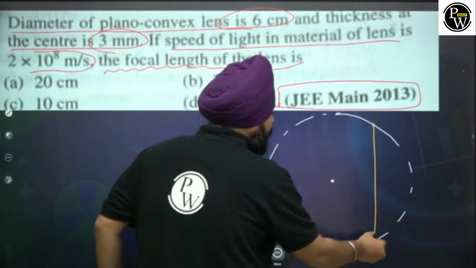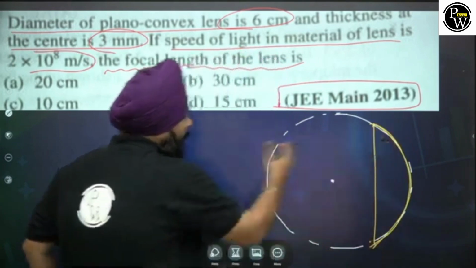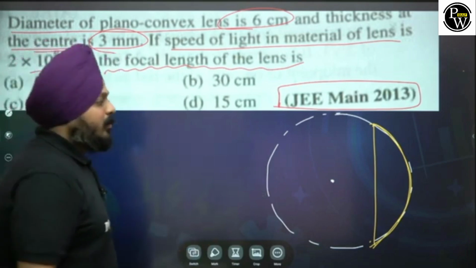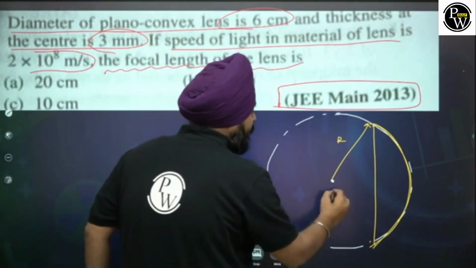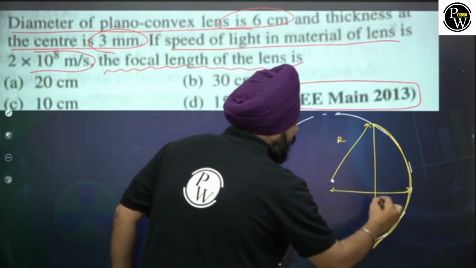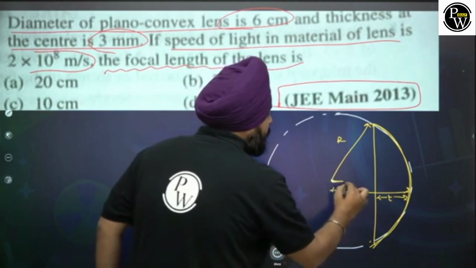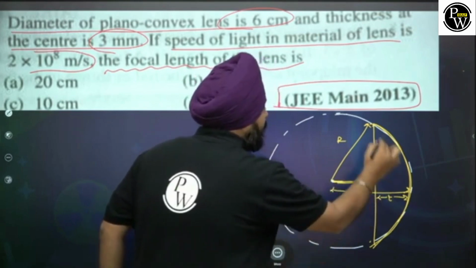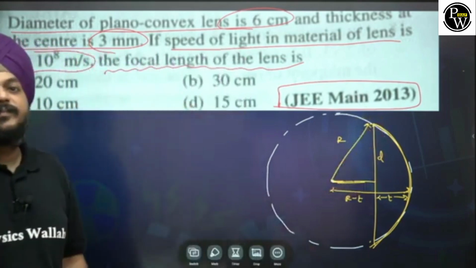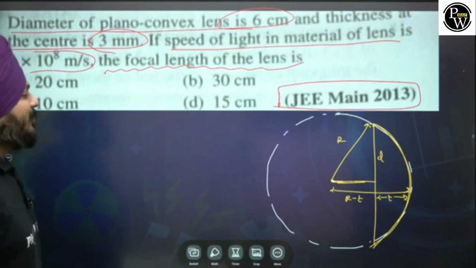This is a lens, the plano-convex lens. This is how it is cut. This is the radius of curvature of the plano-convex lens. This is the thickness T. So this part would be R minus T and this is D. This entire situation is mentioned in the question.